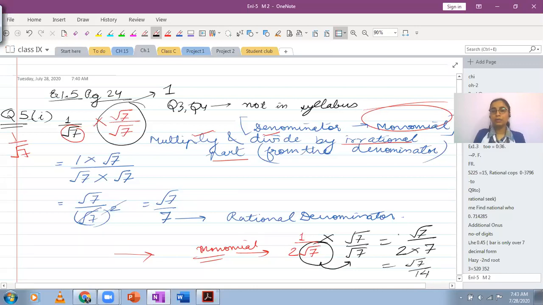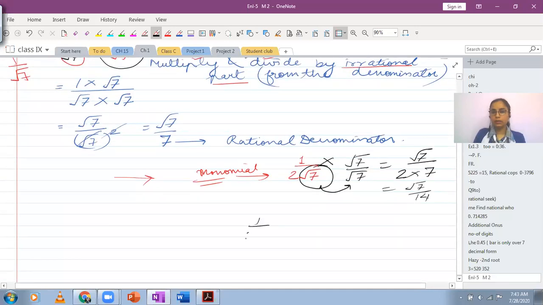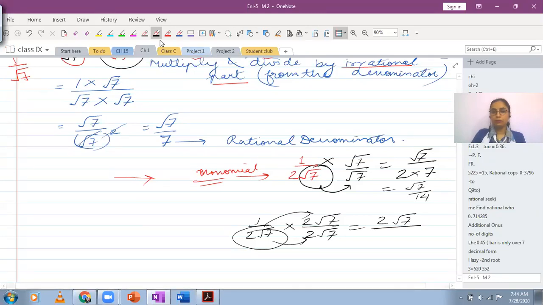Sometimes you multiply with 2 root 7. You might see that many times students multiply by this. I'm just discussing this for those who have already done it. Sometimes students use the same value, whatever is in the denominator, for multiplication and division. Even in that case, if you simplify, the answer would be the same as I obtained here. So 2 multiplied by 2 will be 4, and root 7 multiplied by root 7 will be 7. So this gets cancelled. You are left with root 7 upon 14.